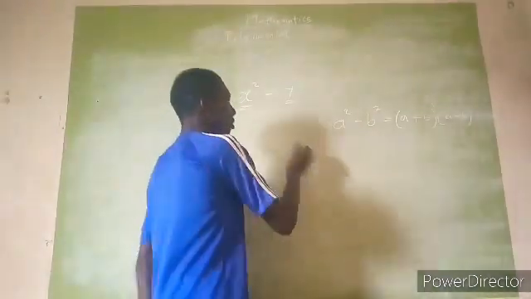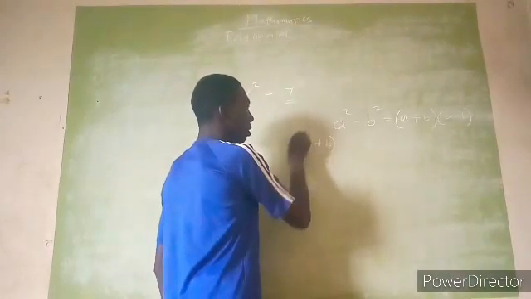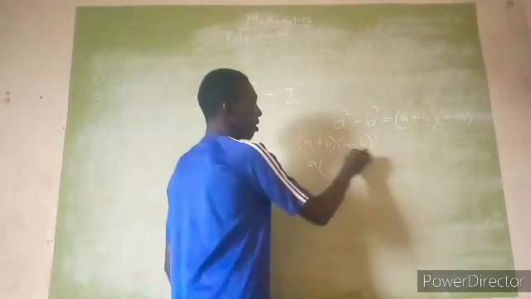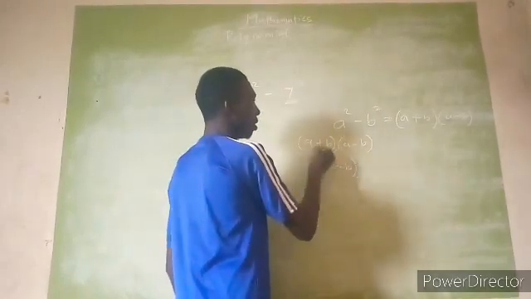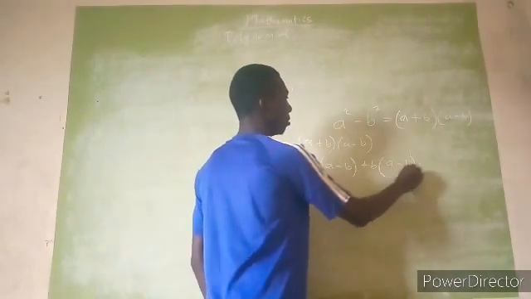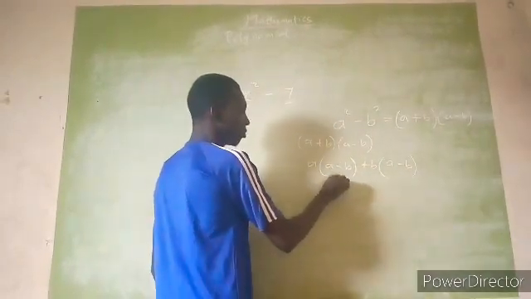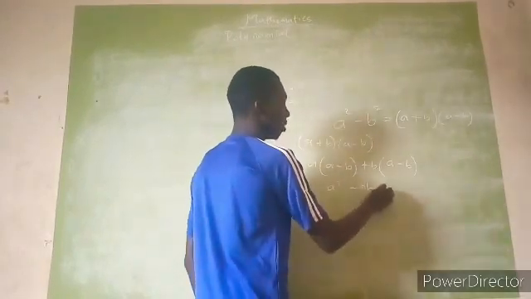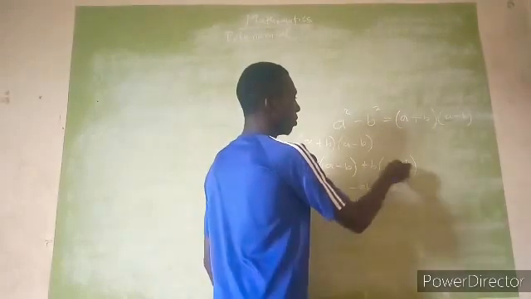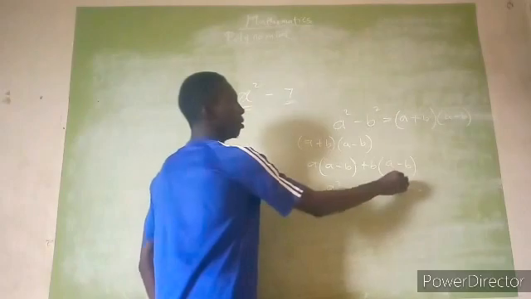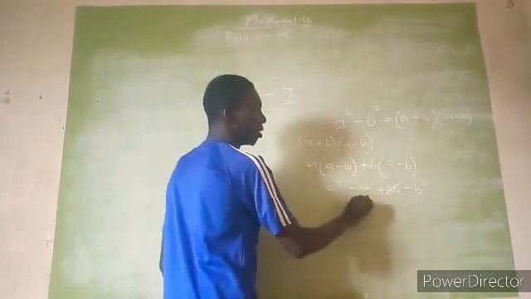Now let's open that bracket. If we have (a plus b) times (a minus b), we open the bracket: a times everything here, a minus b, plus b times everything here. So that's a times a, a squared; a times minus b, minus ab; plus b times a, plus ab; plus b times minus b, minus b squared. Minus ab plus ab, they cancel each other out. What's left? a squared minus b squared. That's the difference of two squares.